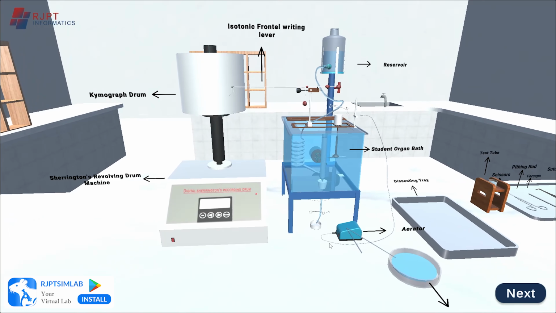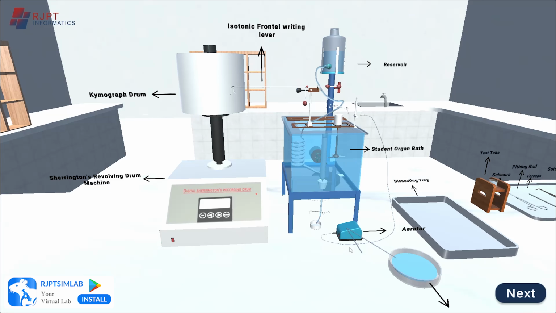As you can see, at first, we have our student organ bath. Our student organ bath is the place where we will keep our guinea pig's ileum. It is connected to a reservoir which supplies the tyrode solution so that our tissue is kept preserved. This is the frontal lever which is connected to the student organ bath, over which we will hang our tissue so that it moves upward and downward according to the contraction of the smooth muscles of the ileum.